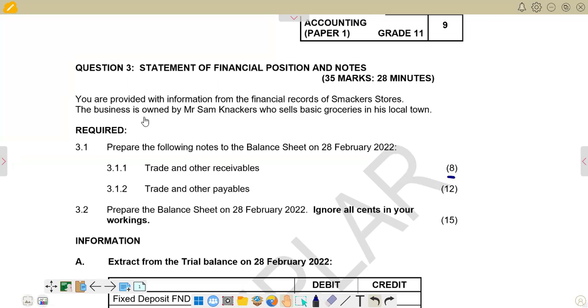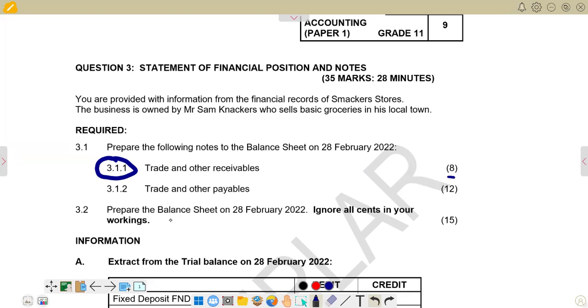And the question reads, you are provided with information from the financial reports of Smarter Stores, the business owned by Mr. Sims Makers, who sells basic groceries in his local town. The required part says prepare the following notes to the balance sheet on 28 February 2022. That is 3.1.1. For the case of this video, we are only going to look at part 3.1.1, which requires us to prepare trade and other receivables, which is 8 marks.